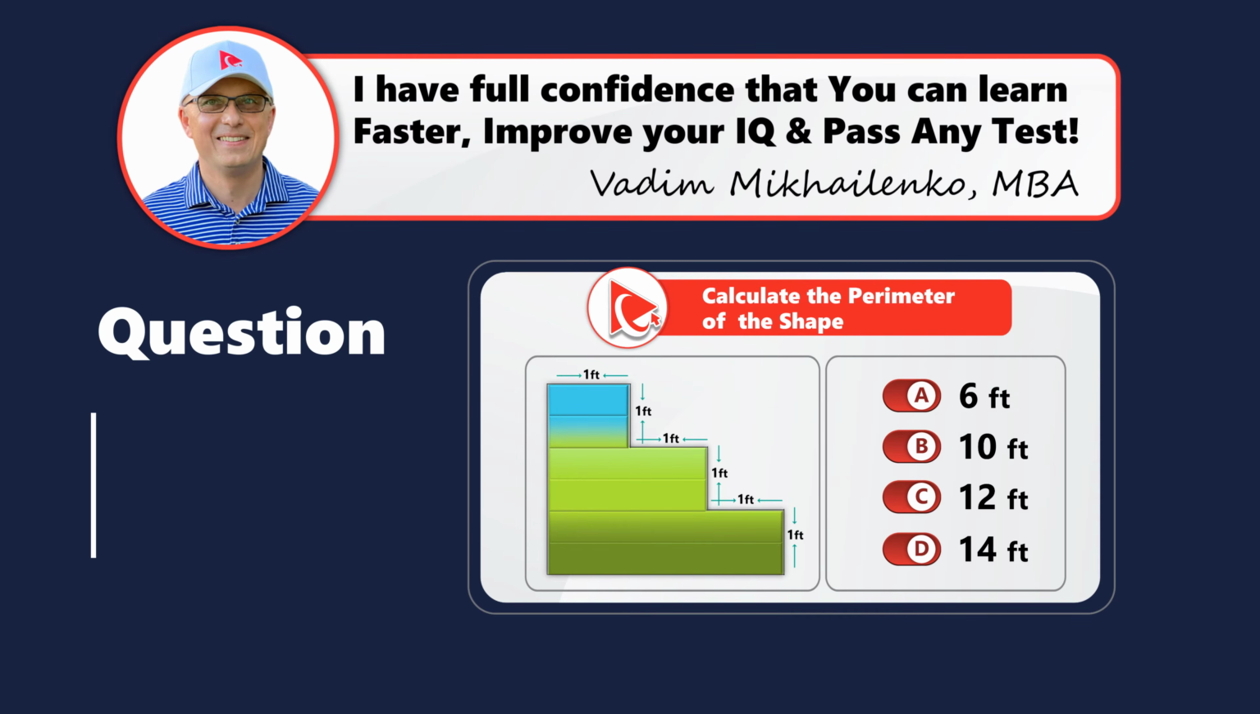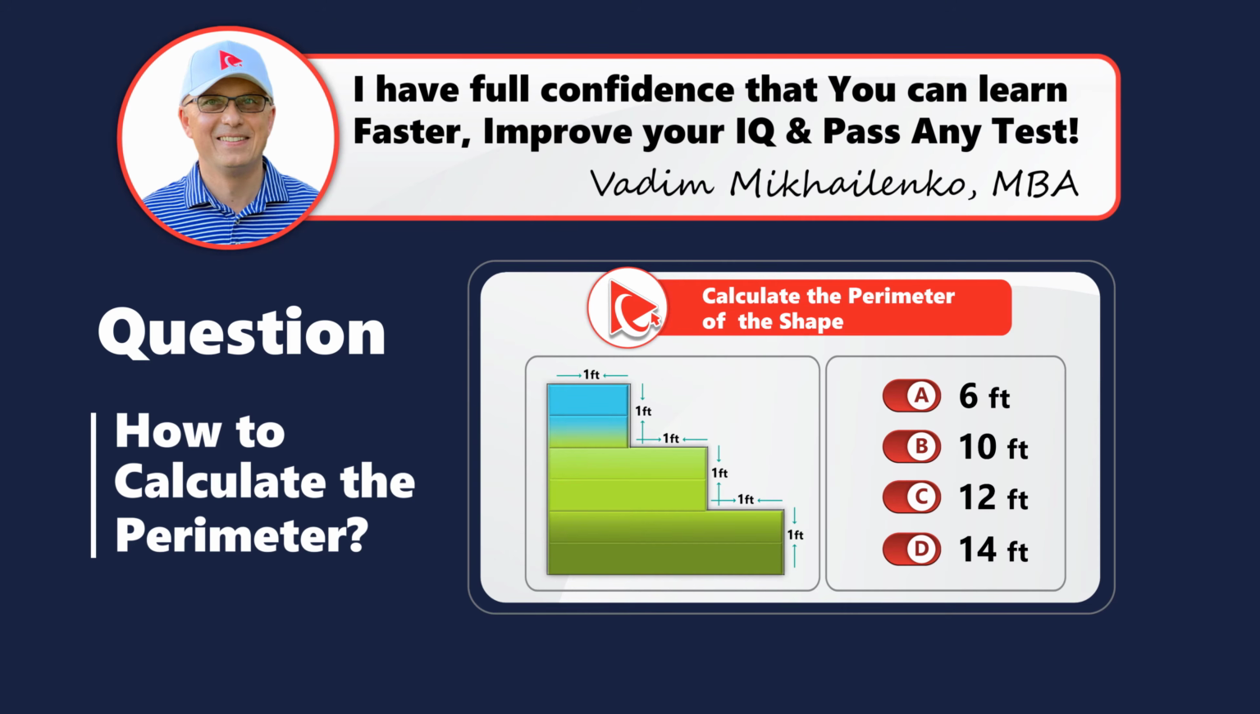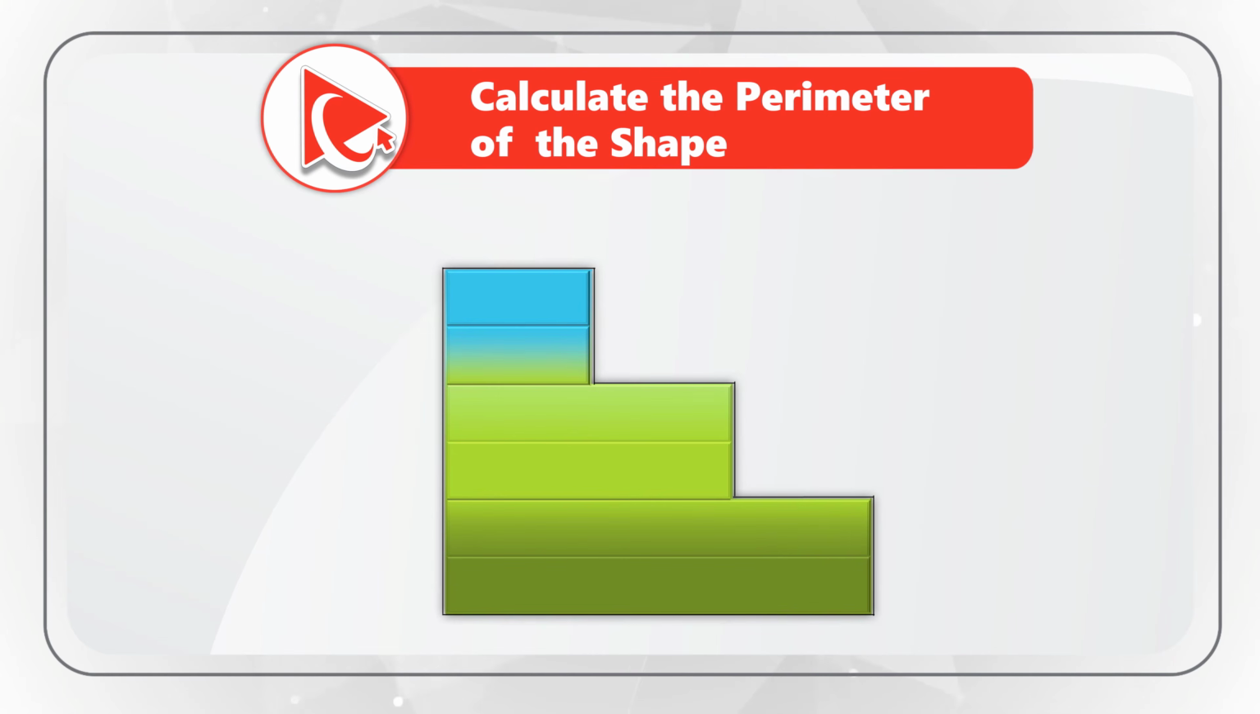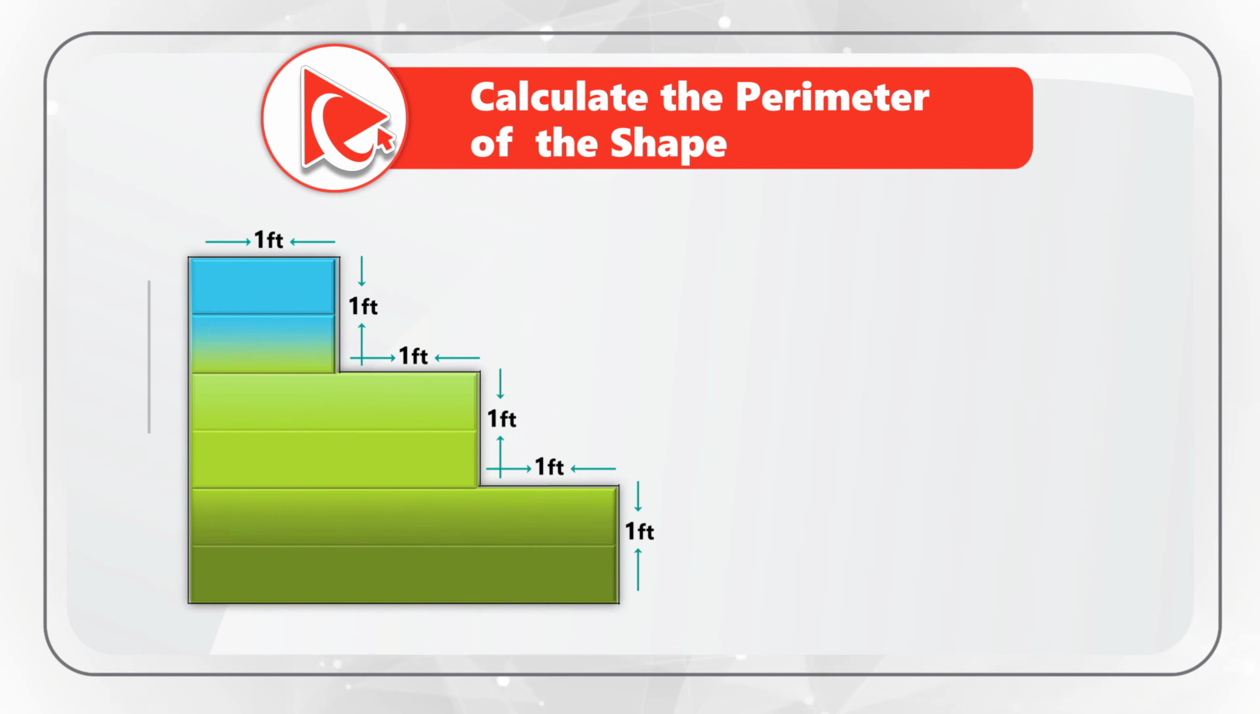I love this question because it tests your spatial reasoning, and if you try to solve it on your own, it boosts your IQ and intelligence. You're presented with an unusual looking shape, which has some measurements, and you need to calculate the perimeter of the given shape and select it out of 4 possible choices.